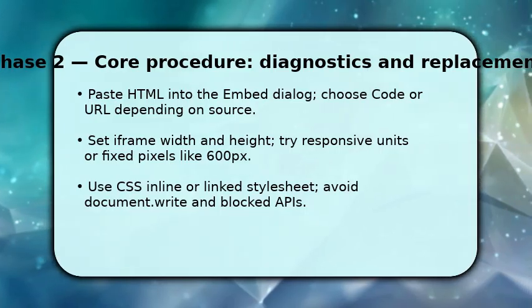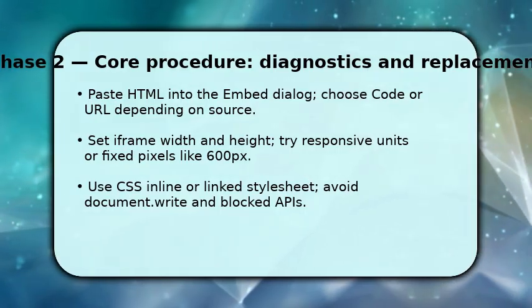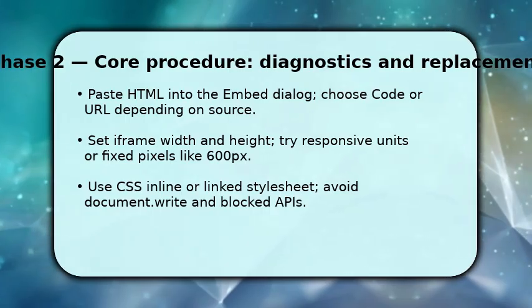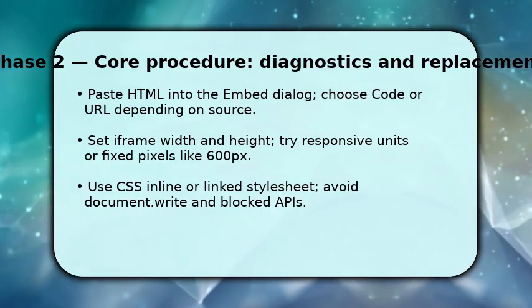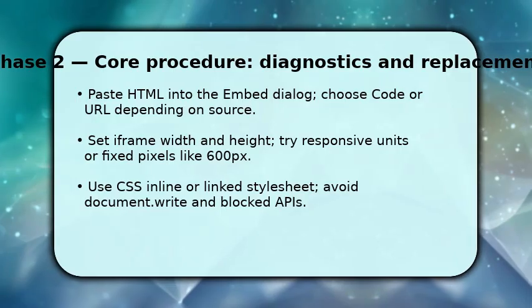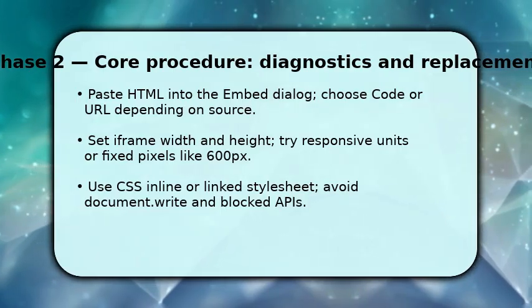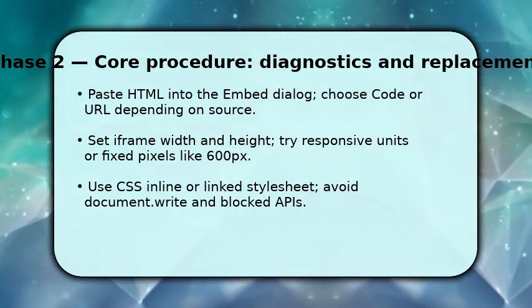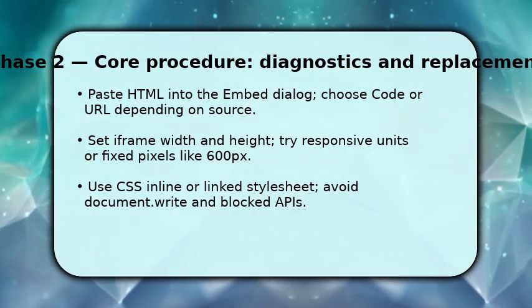Once the embed renders, test interactions and replace blocked APIs with fetch or hosted endpoints, because Google Sites may restrict some scripts. Keep iterating until layout and behavior match your intent. You're ready to publish, but don't skip verification.